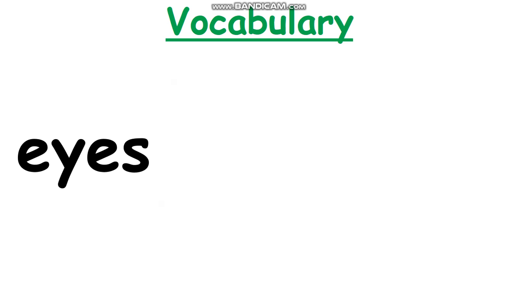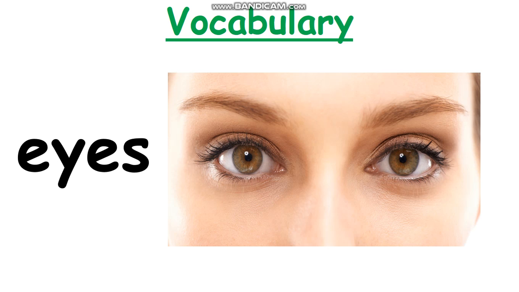Eyes. Okay? Eyes. Do you know eyes, everyone? This one is called eye, right? This one, eyes, right? So, how many eyes do you have, everyone? You have two eyes, right? Everyone has two eyes. No one has more than two eyes, right? Okay? So that's called eyes. How to spell eyes? E-Y-E-S, right? Eyes. Very good.